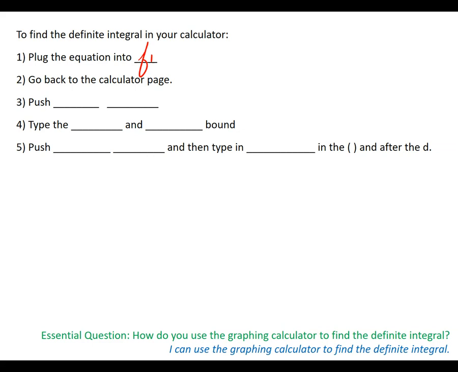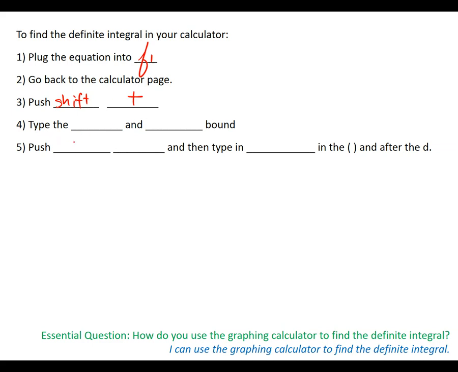Then you go back to the calculator page and push Shift and plus. That's your integral. Shift minus is the derivative. We just need the derivative. It's a nice shortcut. I can't take credit for it. About 4 or 5 years ago, one of the students found it.